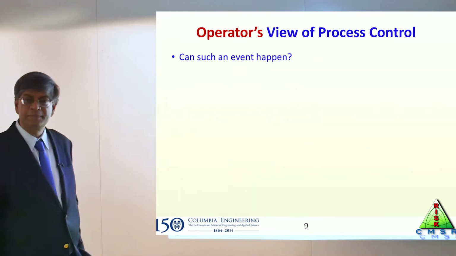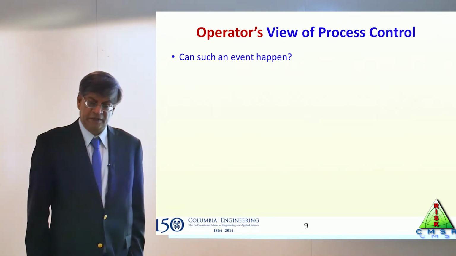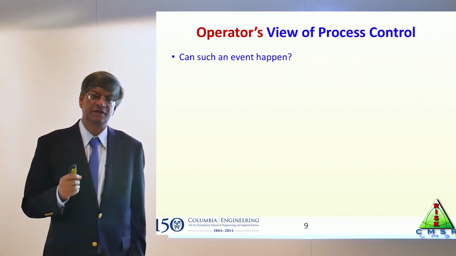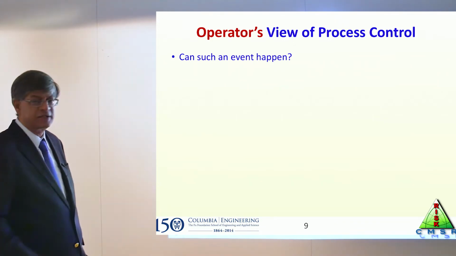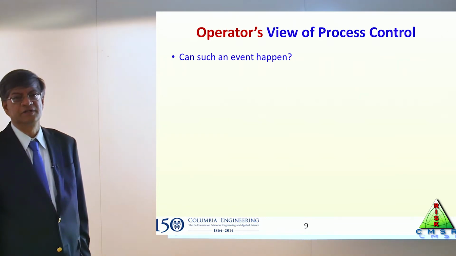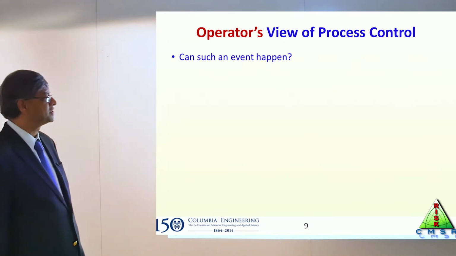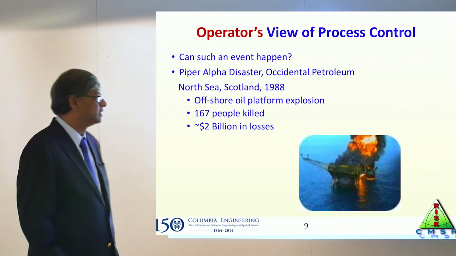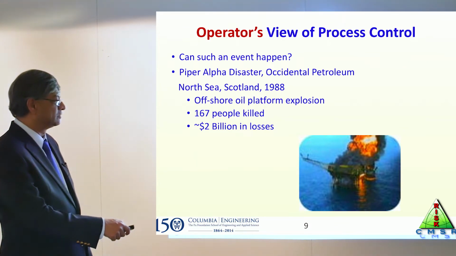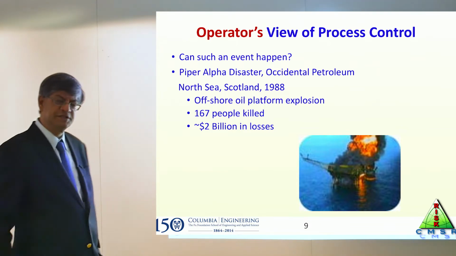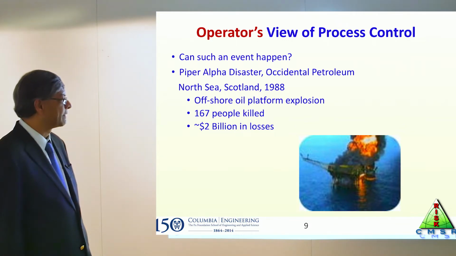Now, can such a thing happen? Or is it something I made up to drive home this point? Now, as it turns out, unfortunately, not only can such things happen, they did happen. In fact, these were the initial events, the early sequence of one of the worst ever chemical plant disasters known as the Piper Alpha disaster, where that offshore platform that I showed in the previous slide exploded to look like this in a matter of hours and killed 167 people and caused $2 billion in losses.